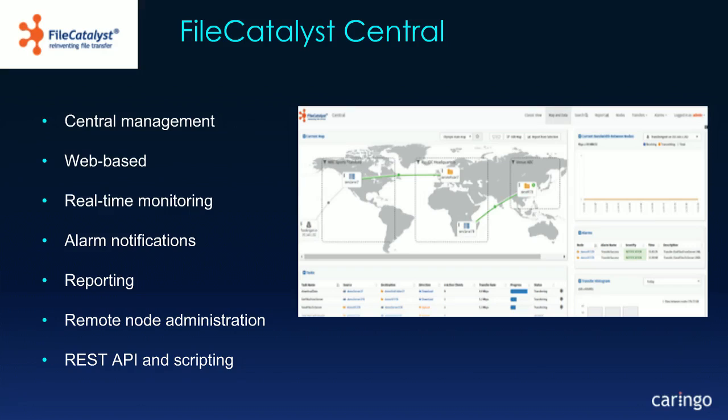You can trigger alarms on various different events, transfer events, application events, and so on. It gives you full reporting of all the successful or failed transfers within your deployment. We also have the ability to remotely administer a node, meaning that if you need to change a priority on a transfer, you can do it right from within Central. And we have a strong REST API that allows you to, again, script any sort of transfers through Central.